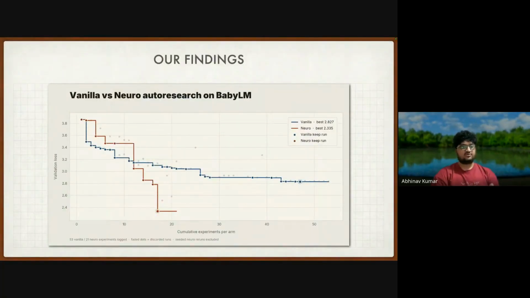You can see over here a really nice graph. The neuro ARM actually ran for fewer turns, so the number of experiments it did was quite low, but the val loss it achieved was way better than vanilla ARM. This is the accumulation of three seeded results, so three runs, and we have chosen the best of the three. You can see that vanilla ARM ran for around 52, 53 experiments, and it still could not reach the val loss which neuro ARM achieved.